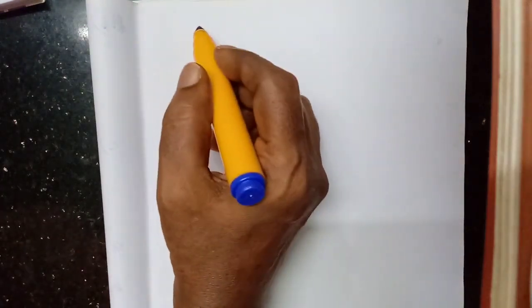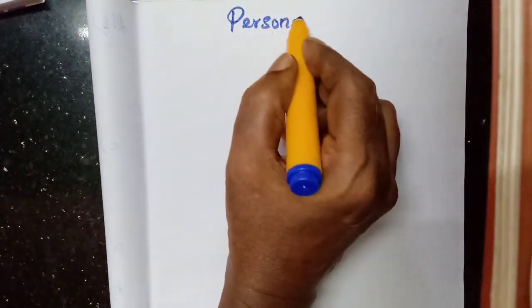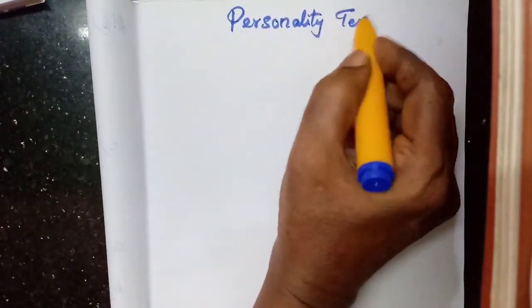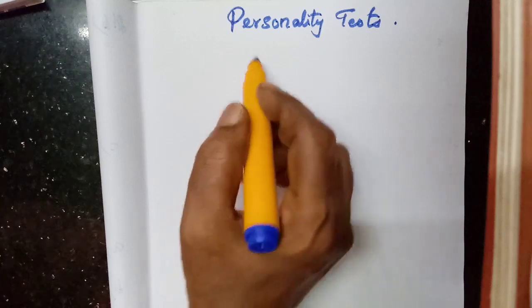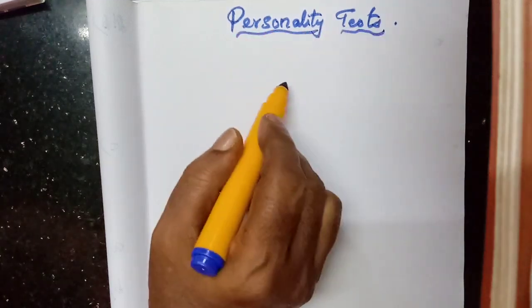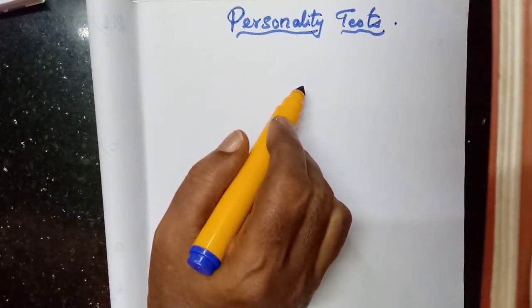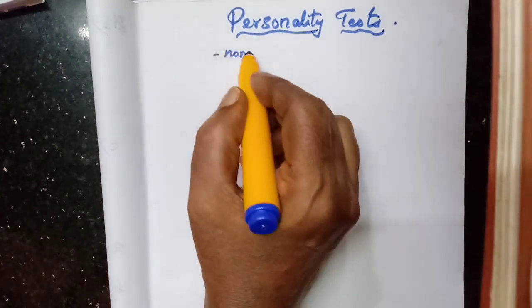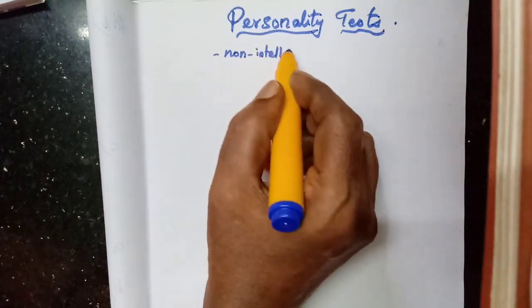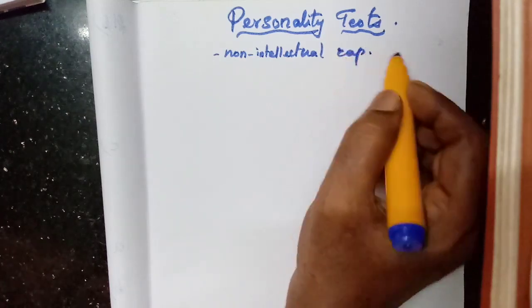Now the next test is the personality test. So in the ability test, we have tested the candidate's intellectual capacity. It's an intelligence test, ability, aptitude, everything. Intellectual capacity. Here, in the personality test, they will be testing the non-intellectual capacities of a candidate.